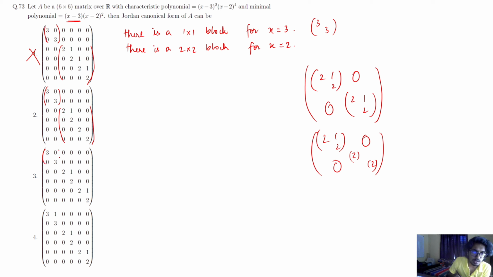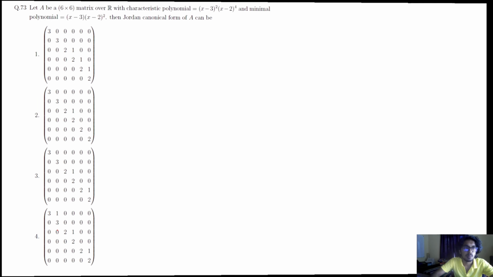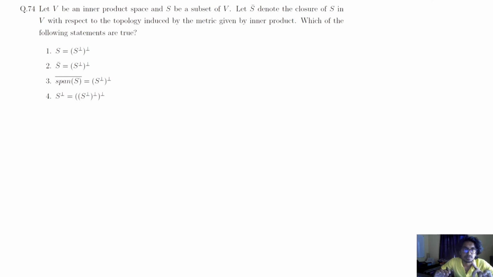Okay, moving to the third option. It took the first option. Yes, 2 and 3 are right. Now coming to the fourth option. Here for 3 we cannot have a 2 by 2 block, that is why it is wrong. That's it. Moving to the next question.